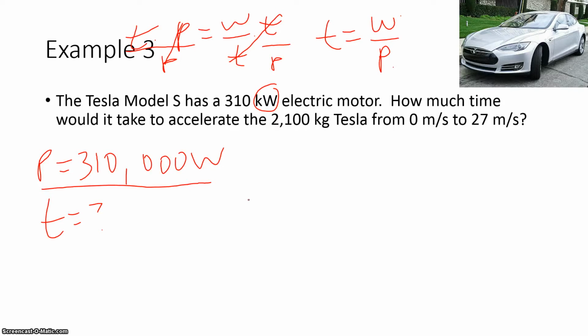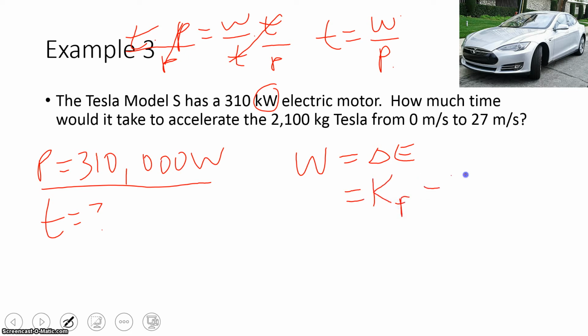To calculate the work done by the electric motor to accelerate the Tesla, we need to first think about which type of energy is going to be increasing. We're going to use work equals change in energy. Which type of energy? Kinetic energy. So it's kinetic energy final minus kinetic energy original. The final kinetic energy is 1/2 times the mass, 2,100, times the final velocity, 27, squared.